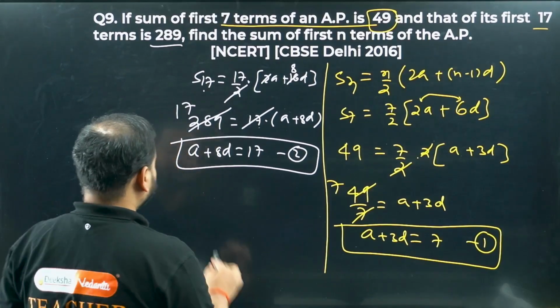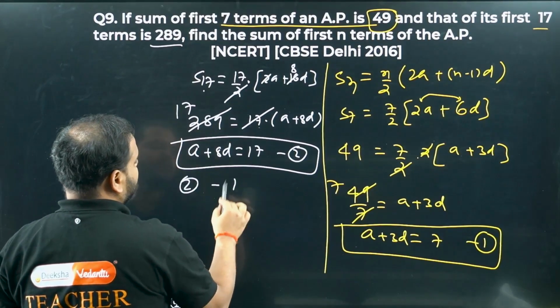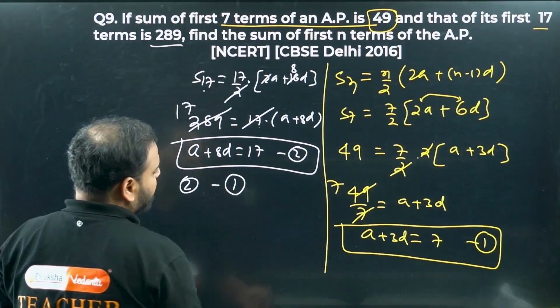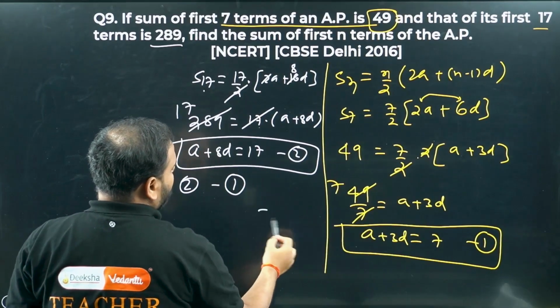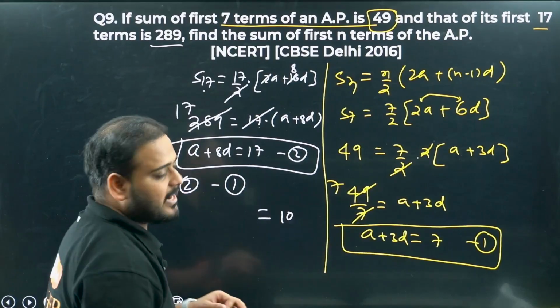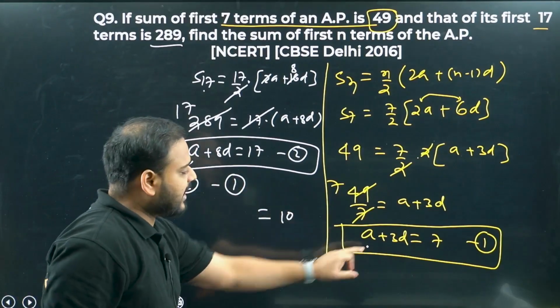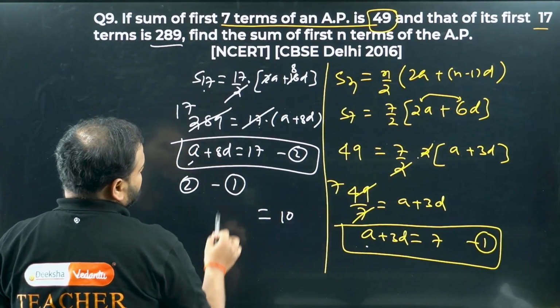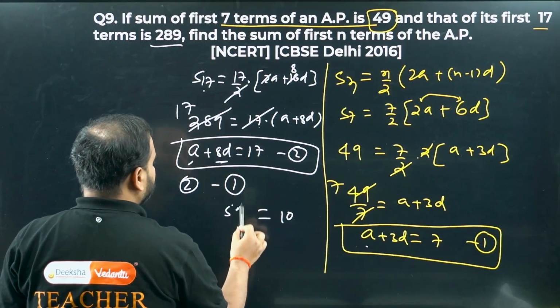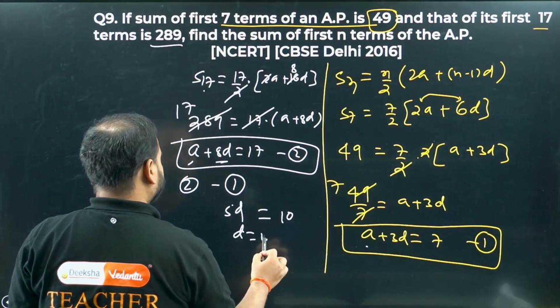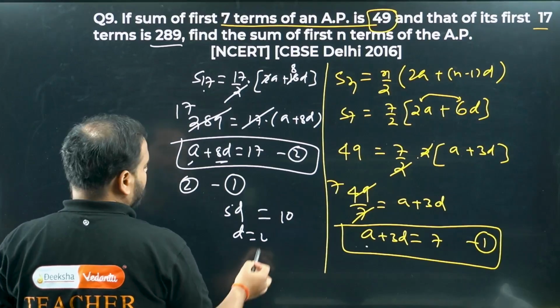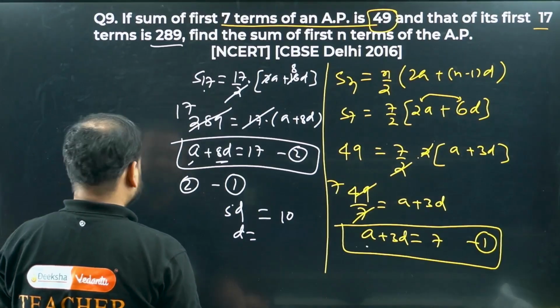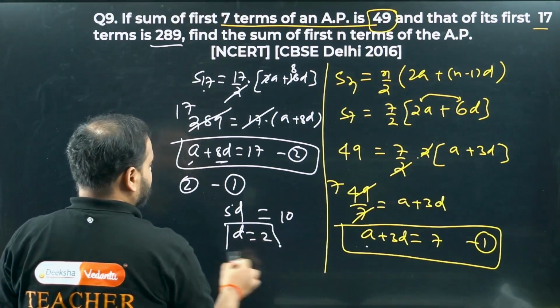Now subtract equation 1 from 2. So 2 minus 1. What am I going to get? 17 will become what? 10. 17 minus 7 is how much? 10 on the right hand side. A and A will cancel. 8D minus 3D will become what? 8D minus 3D will become 5D. So what is D going to be? 2. D is 2.